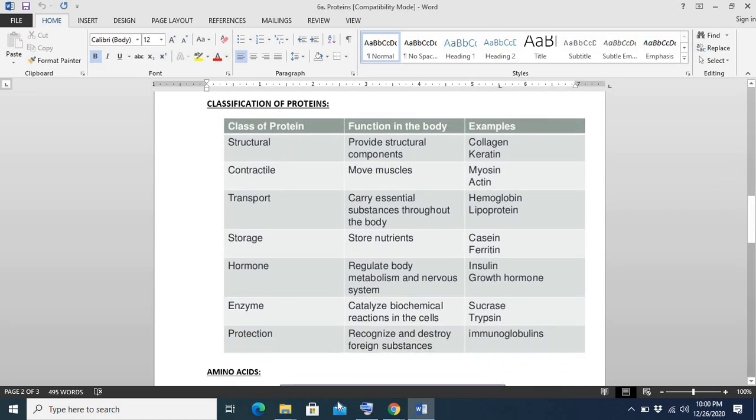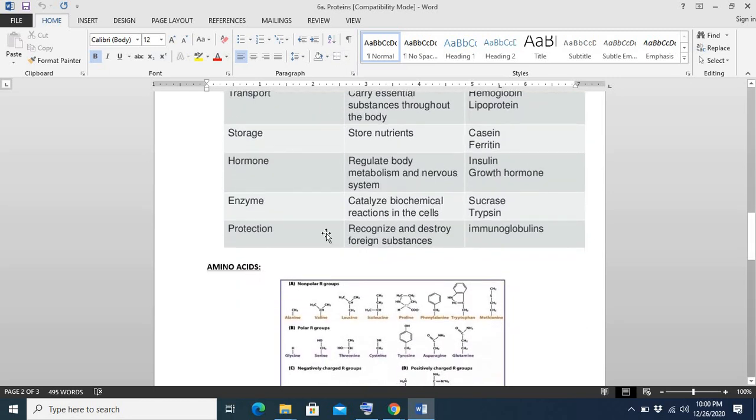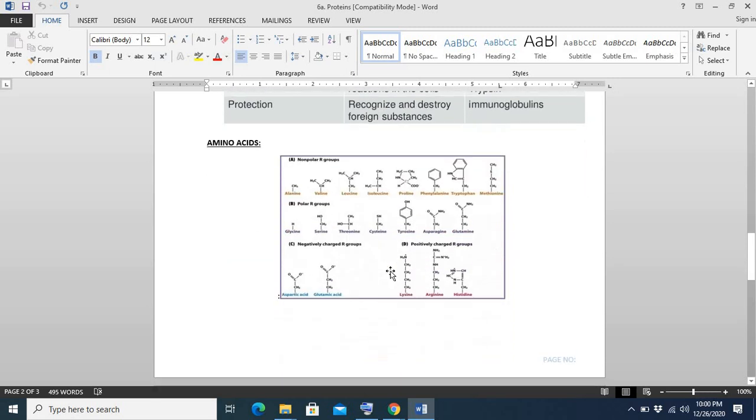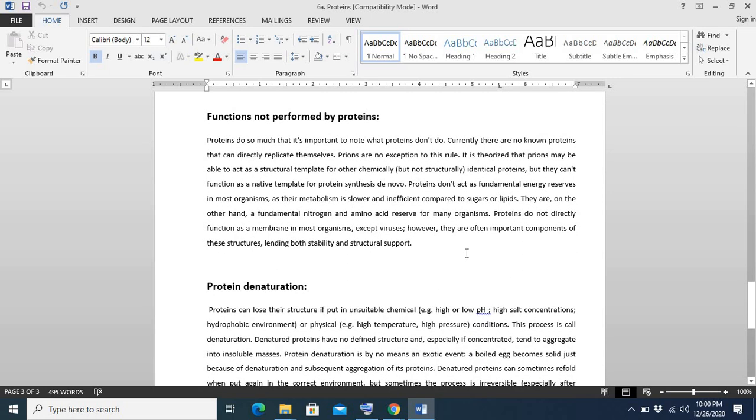So these proteins are classified into different types according to their function. They may be structural protein, contractile protein, transport protein, storage, hormone, enzyme, or protection protein. So we have already studied all these types of protein, and we have also understood the amino acids. Now we are going to understand the important function that protein cannot perform.